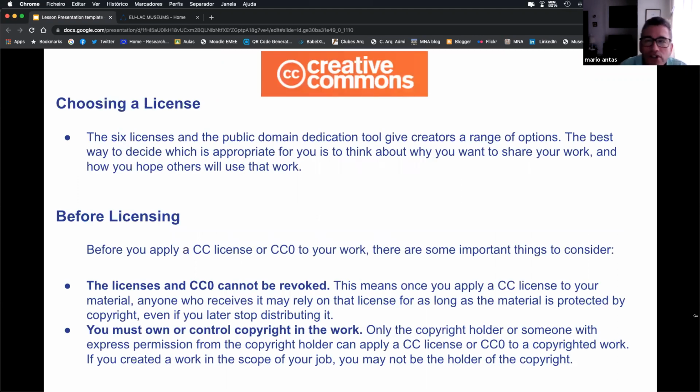With this question of license, it is very important that when we are sharing our work, we choose very wisely the license that we are thinking about. Before applying a CC license or a CC0 to our work, we have to consider 2 main questions. First, the license and CC0 cannot be revoked, which means that once you apply a CC license to your material, anyone who receives it may rely on this license as long as the material is protected by copyright.